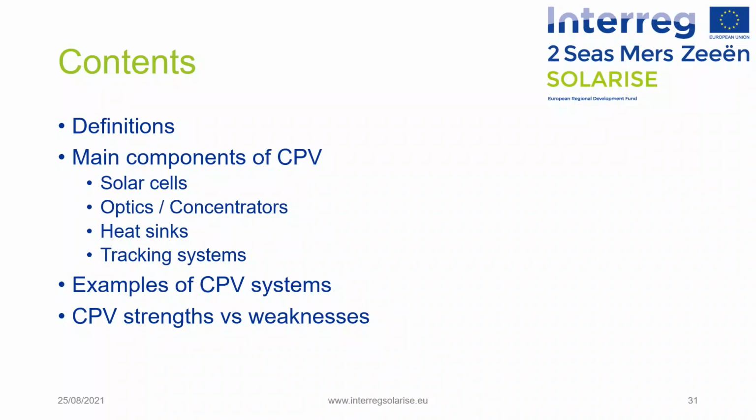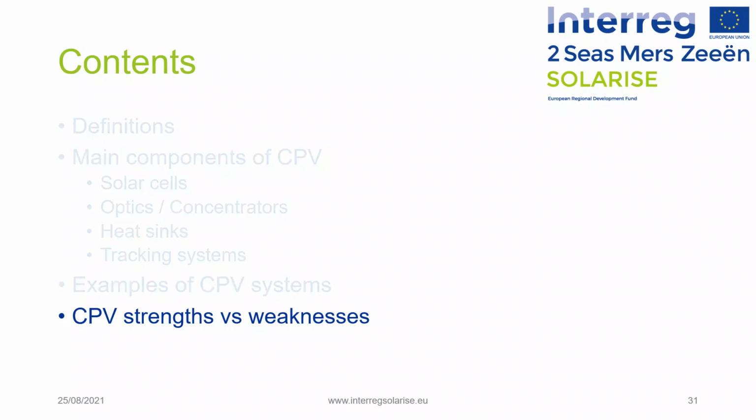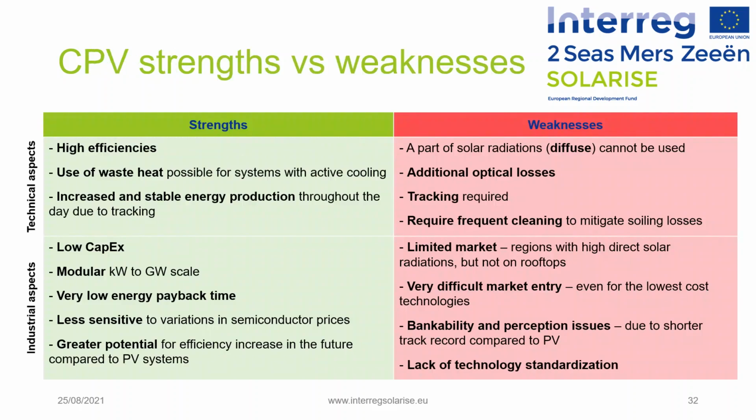To finish with this training, we will have a look at the key points of the CPV technology, including technical and industrial aspects. We summarize in this table the strengths and weaknesses of CPV technology, considering technical and industrial aspects. The main advantage of CPV is its high efficiency compared to PV and its possible additional waste heat recovery when using active cooling. In addition, CPV also increases and stabilizes the energy production throughout the day due to tracking.